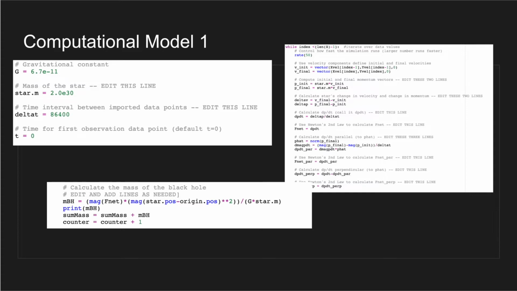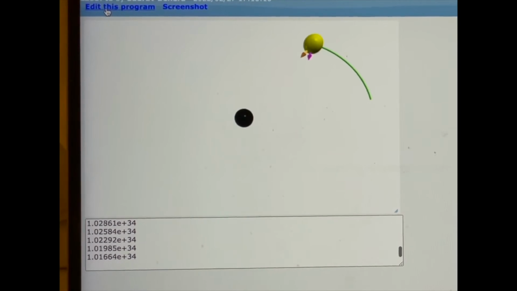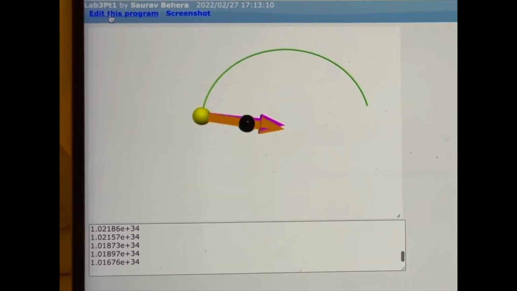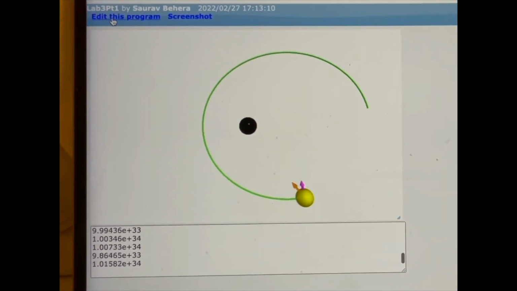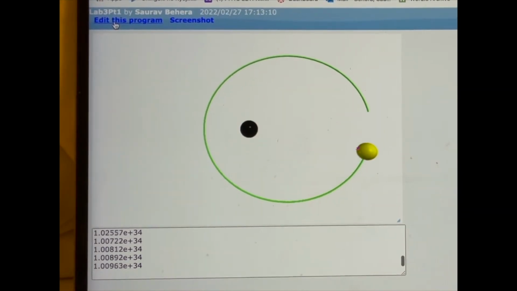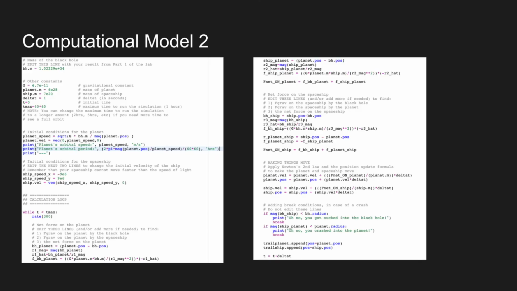My bottom screenshot shows the code I used to calculate the average mass of the black hole given all the values the program returns for its mass. For each iteration, I summed up the masses of the black hole and created a counter so that at the end, I could divide the total mass by the number of iterations to find the average mass. Here is a video of the model in action, and at the end, it provides a value of the F net, its parallel and perpendicular components, as well as the average mass of the black hole.